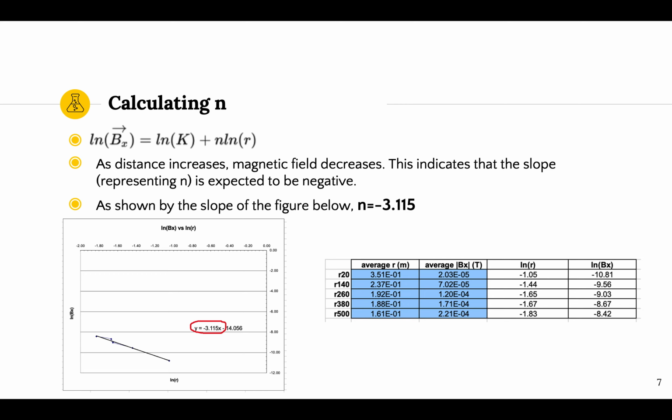So the next step would be calculating n using the equation shown. And as distance increases, magnetic field decreases. So this indicates that the slope is expected to be negative. As shown by the slope in the figure below, n is equal to negative 3.115, and below are the outputs from the Excel sheet that we were using previously, and circled in red is the slope of negative 3.115.